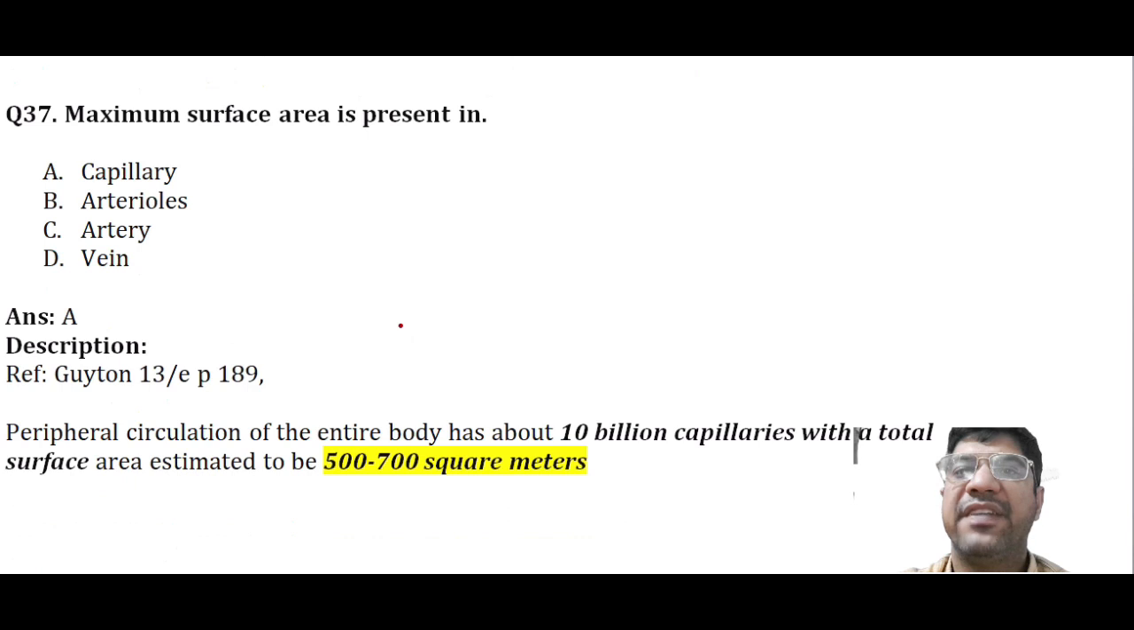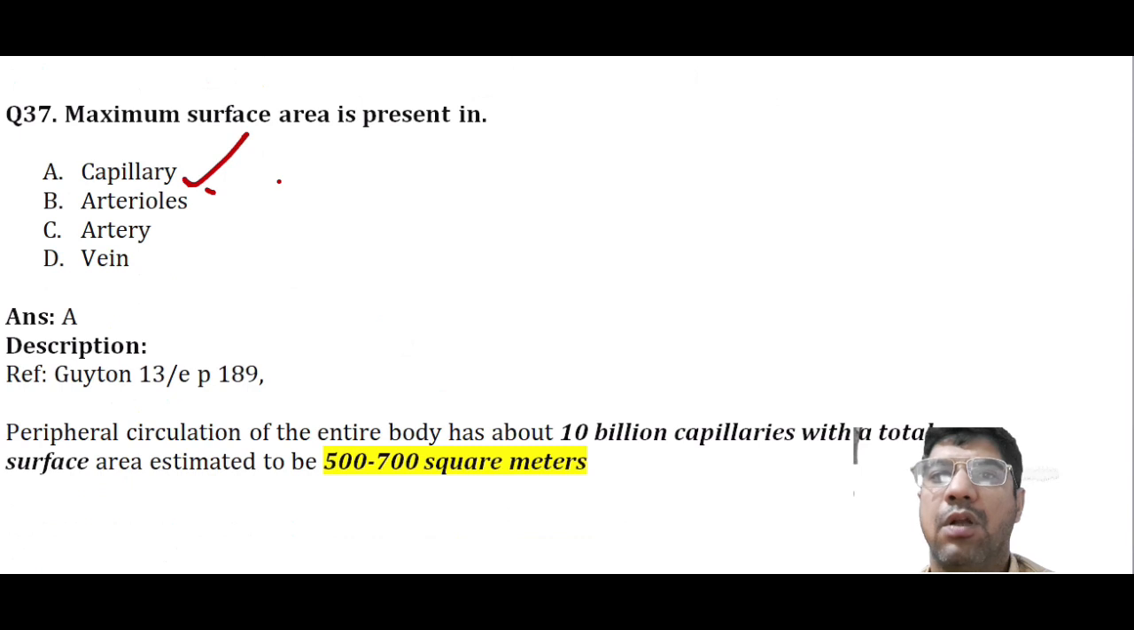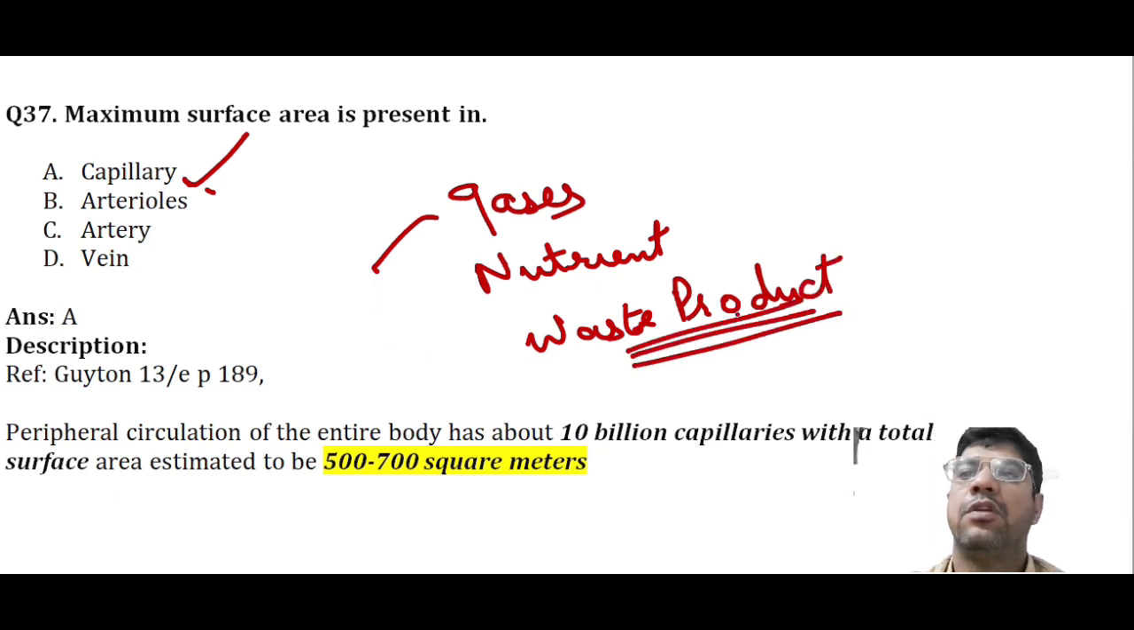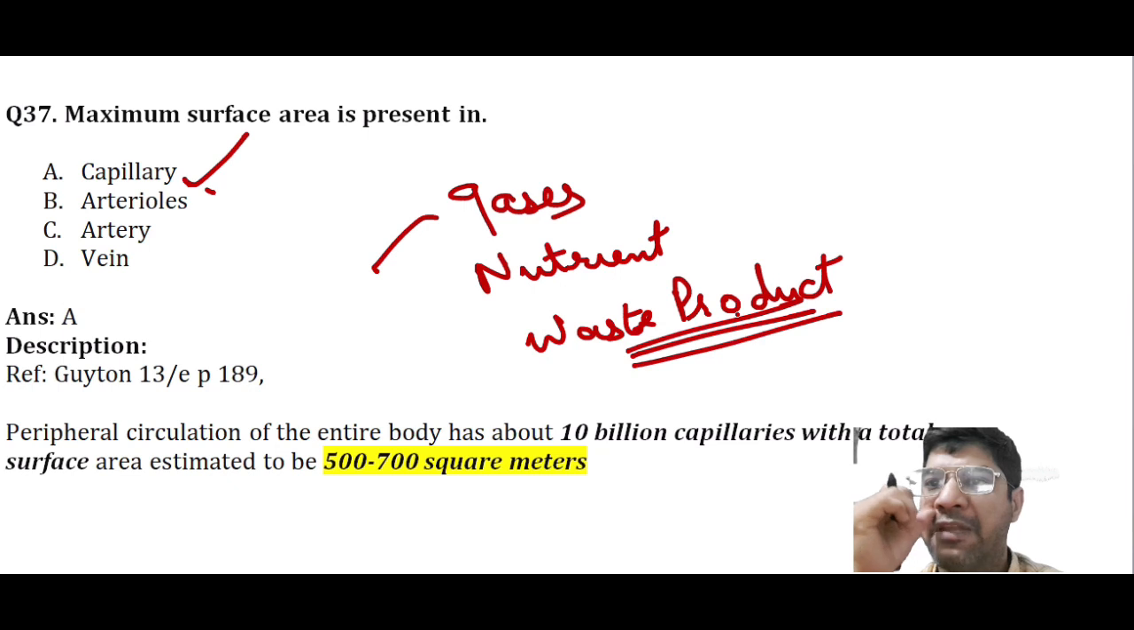The maximum surface area is present in the capillaries. So capillaries have the maximum surface area. The extensive surface area of capillaries is essential for effective exchange of gases, nutrients, and waste products between the blood and the surrounding tissue. This vast network of tiny blood vessels provides a large area for this exchange to occur.